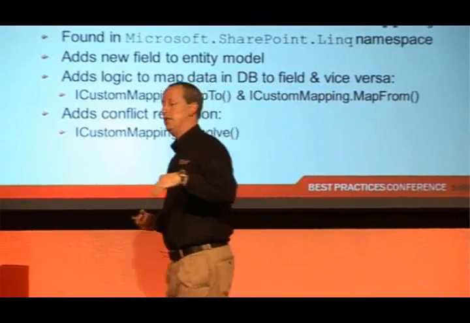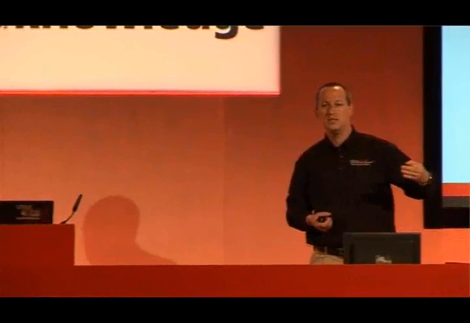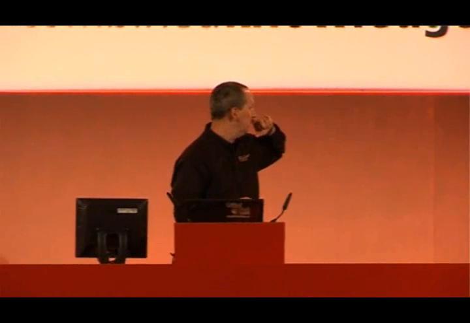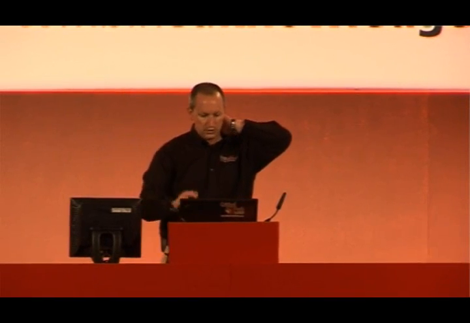The nice thing that I found is that I've basically written those methods once, and the only thing I have to do is replace the name of the field that they're going to work with. So you don't have to keep rewriting it. It's a little bit of plumbing that you have to throw in there. There it is at the bottom: map to, map from, and resolve. Those are the three things you have to add. So this isn't that bad.